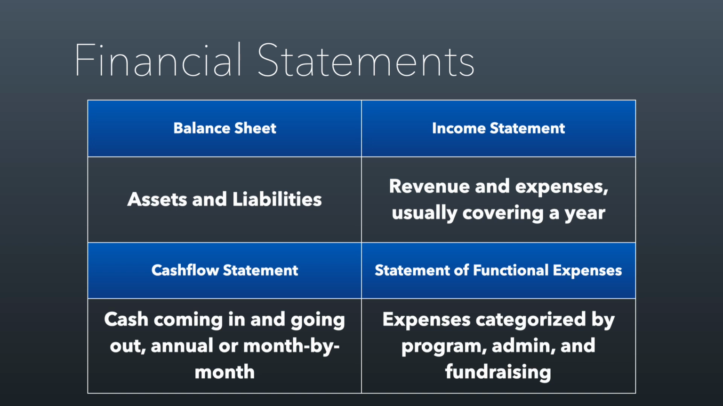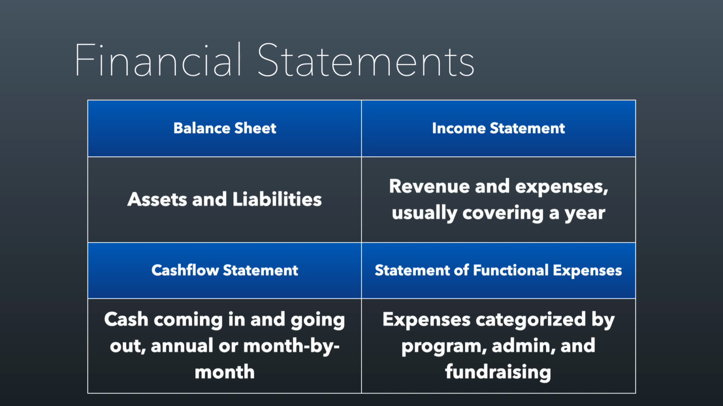Income statements are different because they usually capture, rather than a snapshot, a time period, typically like a year, and they show you all the money that came in and all the money that went out. So this will be kind of like looking at your bank statement for a month, right? Where you see all the money that came into your bank account that month, and then all the money that went out of your bank account that month.